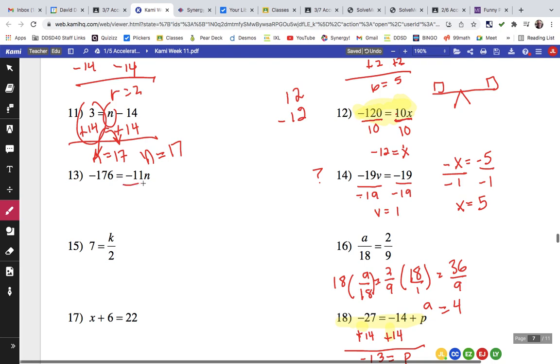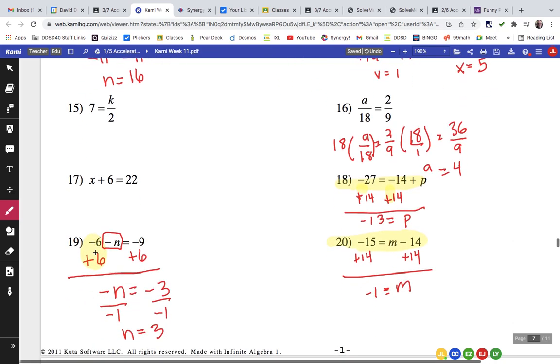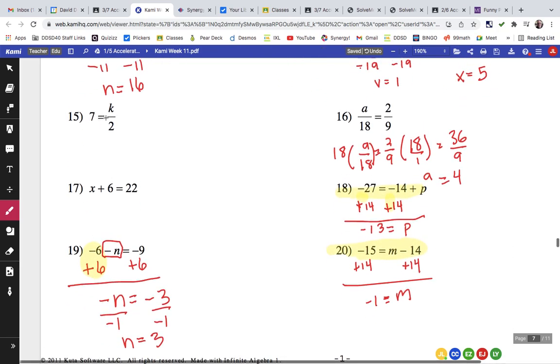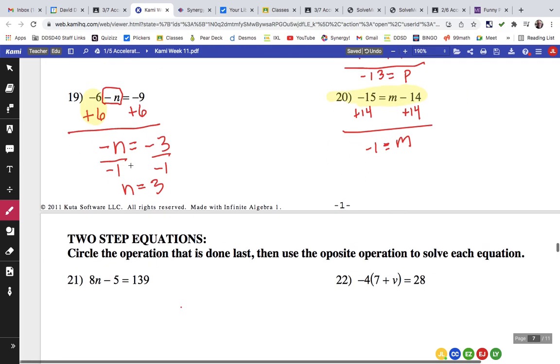We're going to divide this by negative 11, and negative 176 divided by negative 11 is positive 16. This is a good one to look at. 7 equals k divided by 2, so we're going to multiply by 2. 2 times 7 is 14, and these 2's, 2 divided by 2 is 1, so this is just equal to k.